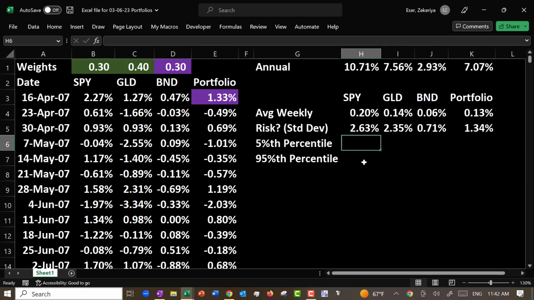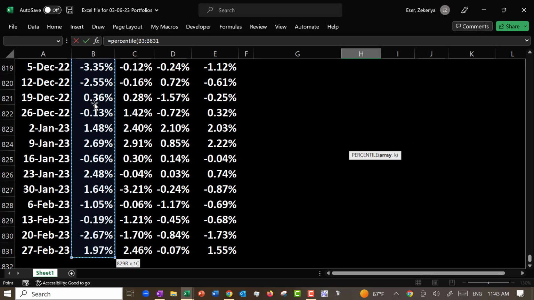There is a function in Excel called percentile. The first argument is the set of returns or set of data. It doesn't have to be return data. And the second argument is what's the percentile? Well, 5%. Okay.